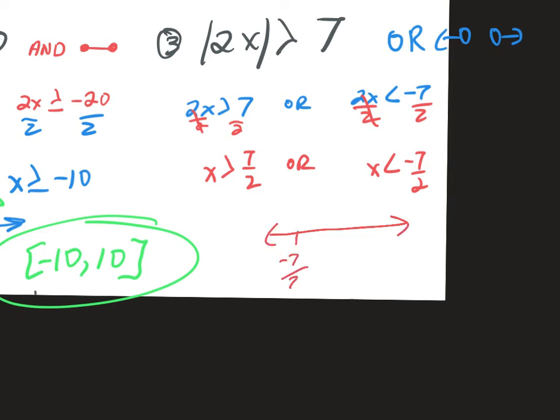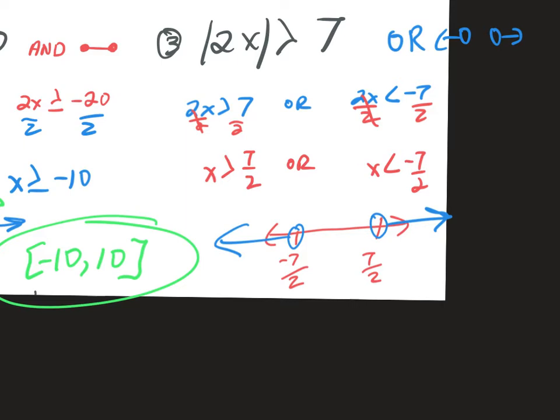Negative 7 over 2 would be here. Positive 7 over 2 here. We have open dots, we said. So the inequality on the left says x is greater than 7 over 2, so I go this way. The inequality on the right says x is less than negative 7 over 2. So look at it. You guys can clearly see what your interval notation should be.